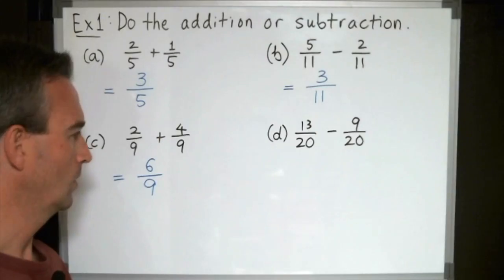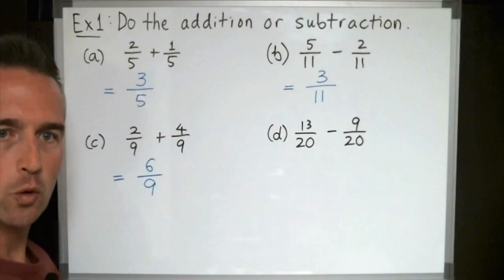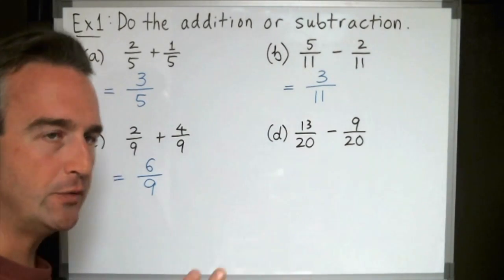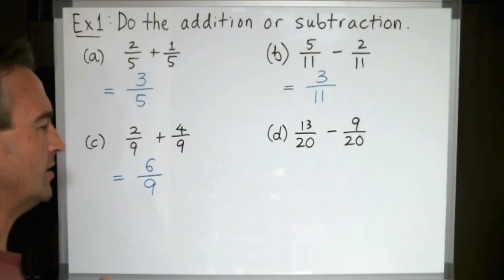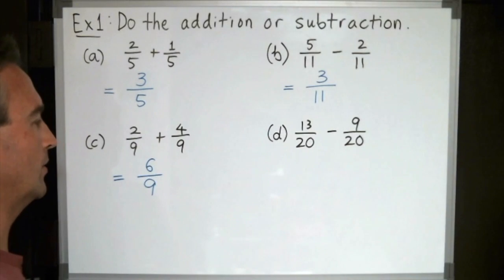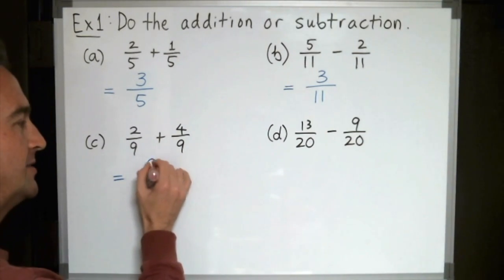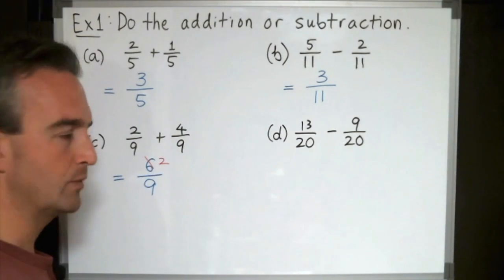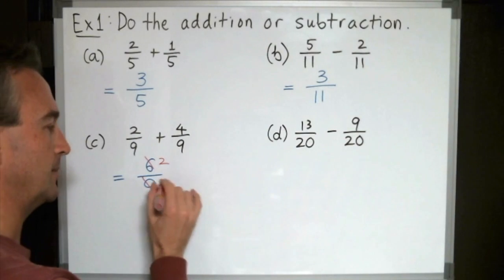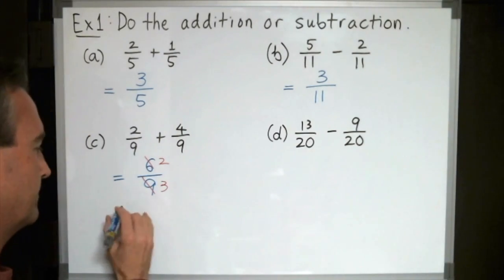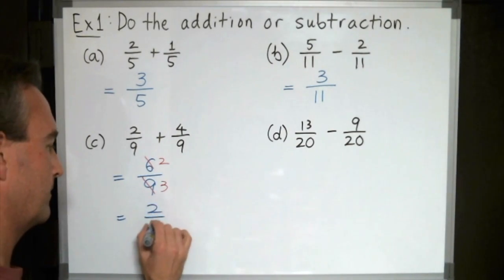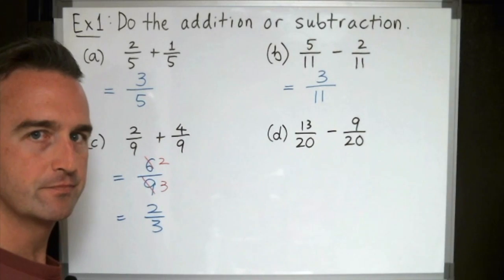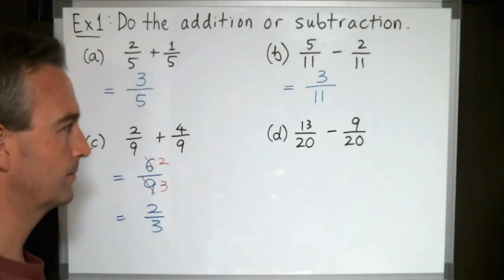Hey, wait, we can simplify that fraction. Oh, we can too. Always try and simplify your answers if you can. 6 and 9, yes, 3 divides into both of those. So 3 divides into 6 2 times. 3 divides into 9 3 times. Final answer, 2/3.